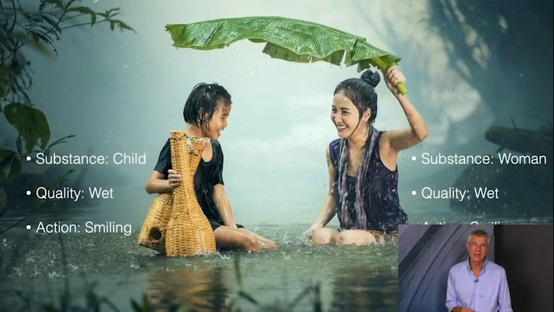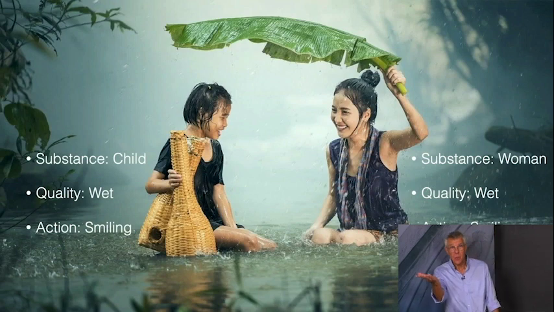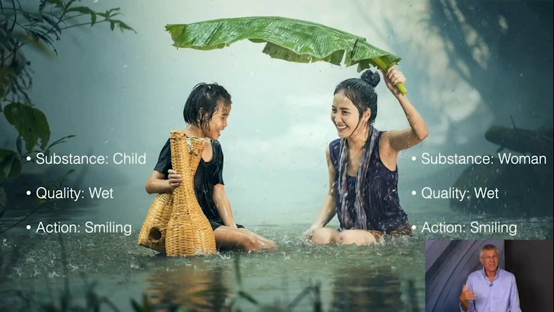Or similarly here, we've got two people. We've got a child who is wet and smiling. The child is the substance, has the quality of being wet in the rain, and is enjoying it, right? Is smiling. And then there's a woman. She is holding a leaf. That's an action, but she is also smiling. And she too is wet in the rainstorm. And so it's easy to describe that scene by saying, aha, two primary substances here.